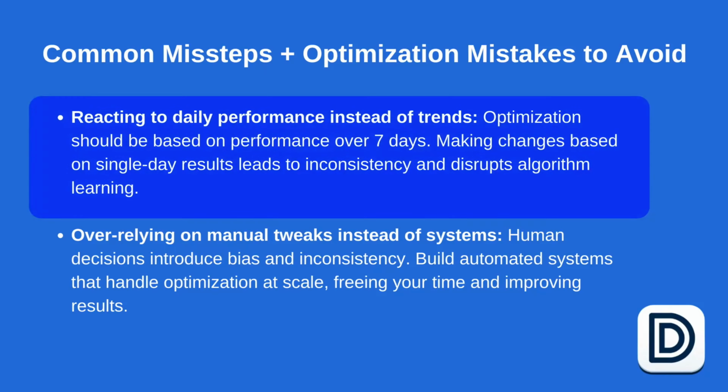Far too often, people are reacting to daily performance instead of trends. Optimization should be based on performance over at least 3 days, if not 7. Making changes based on single-day results leads to inconsistency and disrupts the algorithm learning. And over-relying on manual tweaks instead of systems. Human decisions introduce bias and inconsistency. You can't make the right choice every time. You are going to be emotionally invested in some stuff and just lose money because of it.